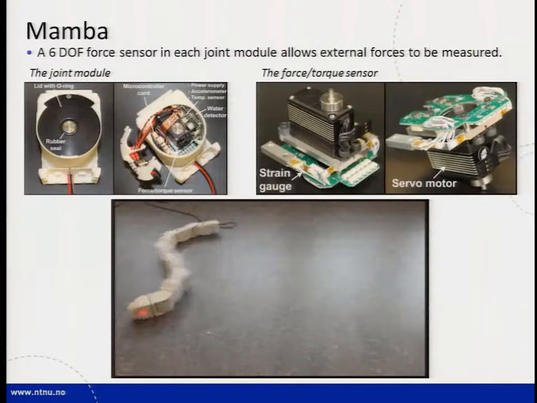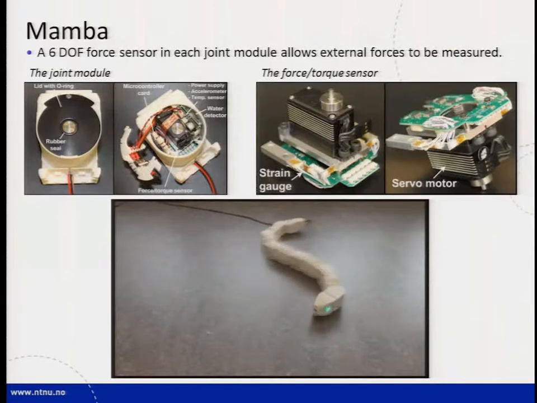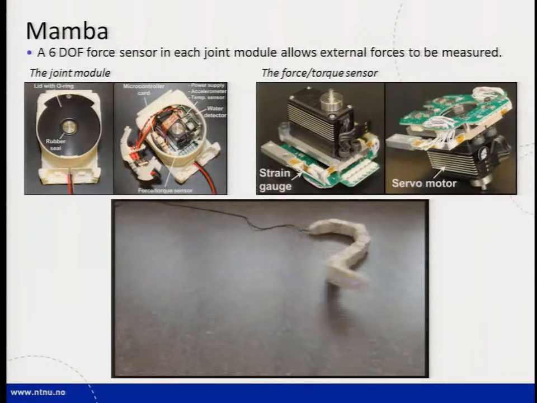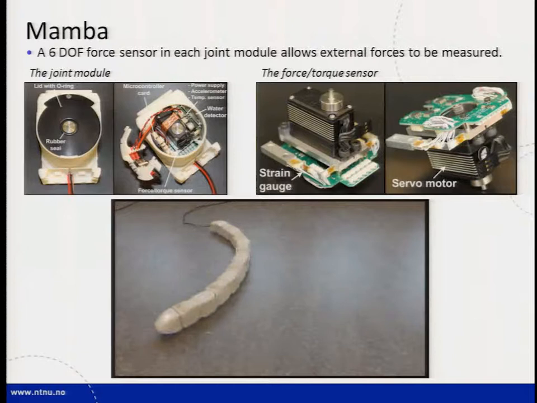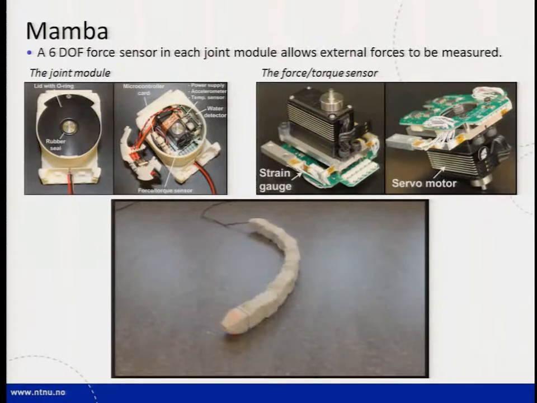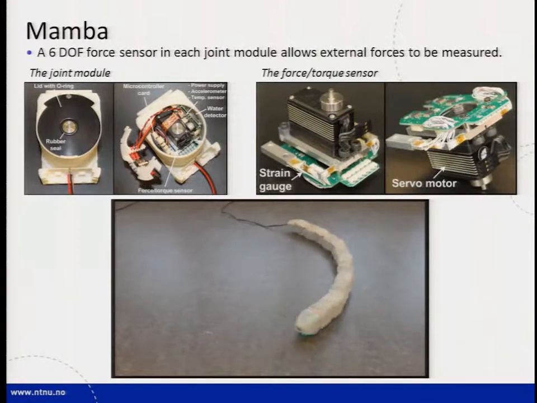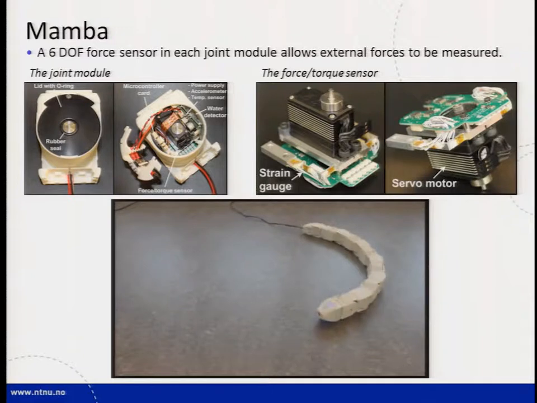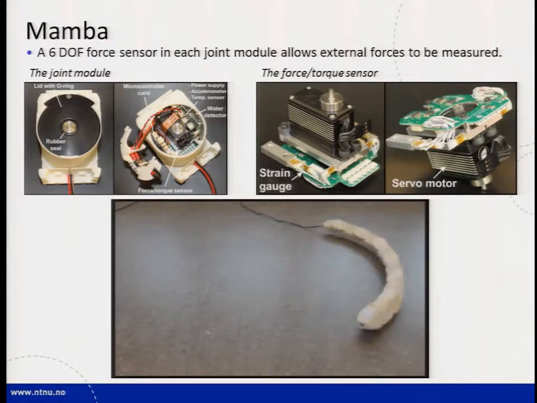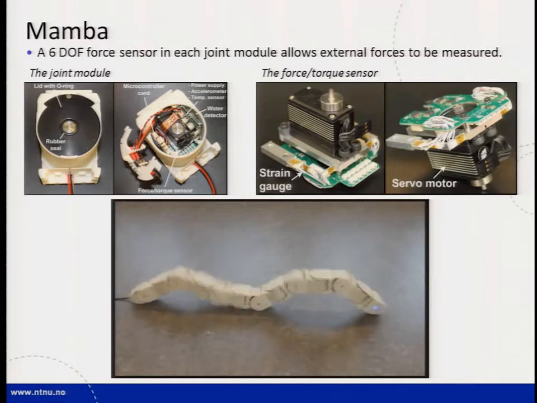The most novel feature of this robot is its ability to measure contact forces along the body from the environment. This is achieved with a 6 degree of freedom force torque sensor installed inside each joint module. The force sensor is based on strain gauges, and it measures the force and torque acting on each joint shaft of the robot. All these joint shaft measurements can be mapped to the net external contact force on each module.